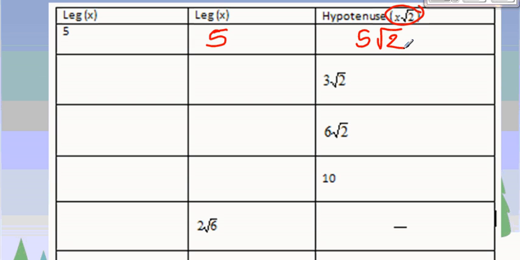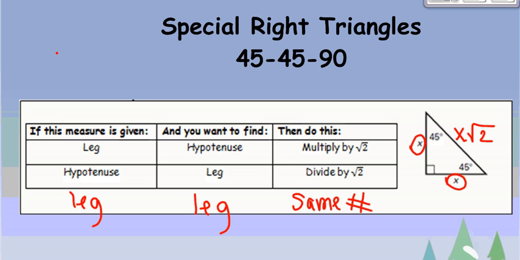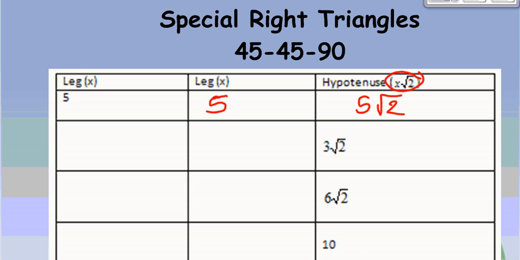If we're going backwards, this time they've given us the hypotenuse. So again, if we go back and look at our chart, we're given the hypotenuse, so we're looking for the leg. We're going to divide by the square root of 2. So if I divide 3 square root of 2 by the square root of 2, notice that those square roots of 2 will cancel each other out. It's actually making a value of 1. So our legs will be 3.